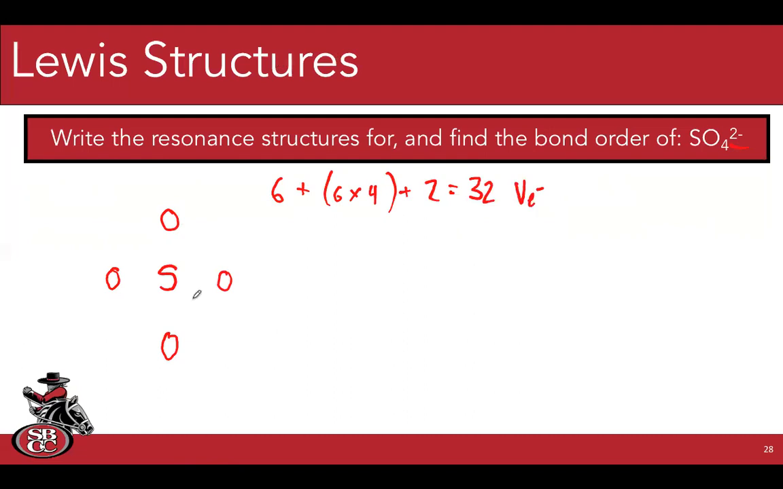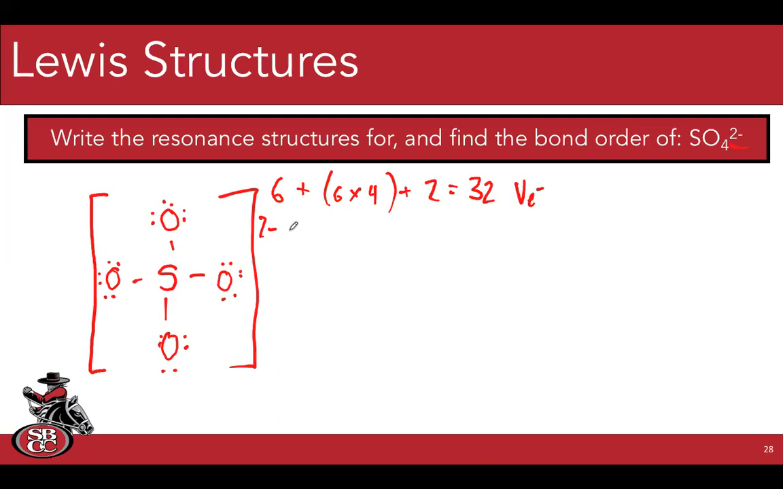Okay, and so then we'll just start counting them out. 2, 4, 6, 8, 10, 12, 14, 16, 18, 20, 22, 24, 26, 28, 30, 32. All right, we're done. Well, it's an ion, so we'll put our brackets and our 2- charge.